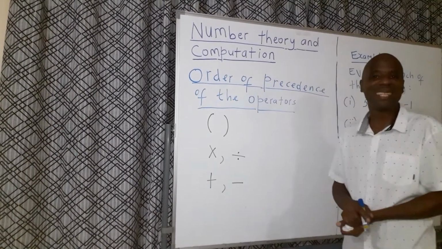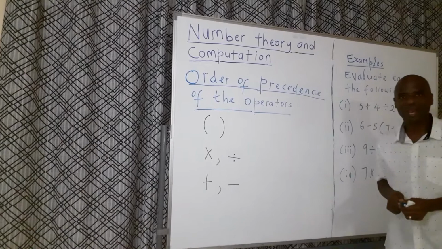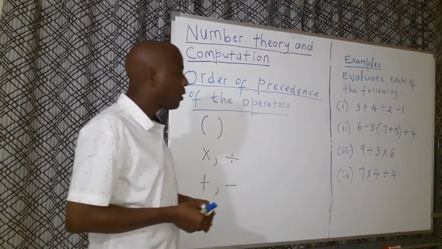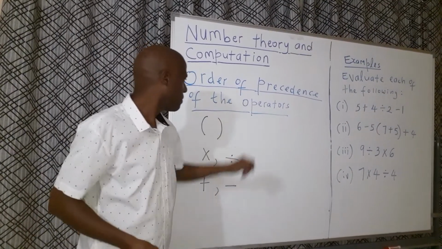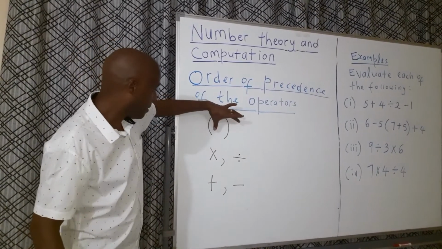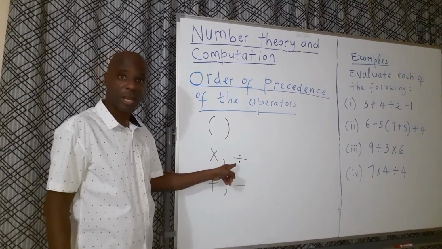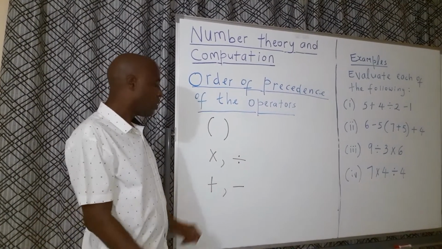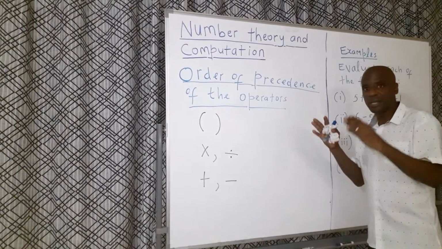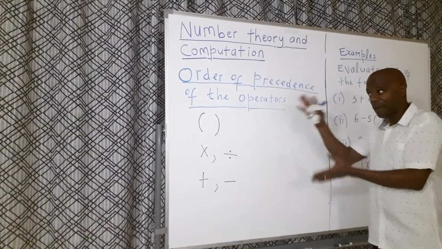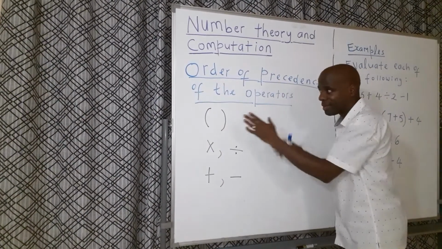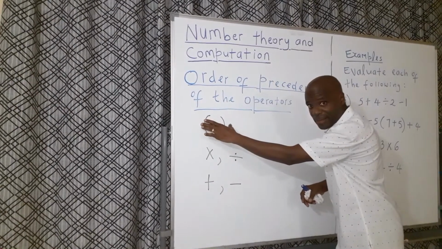Welcome to another presentation on number theory and computation. Now, we'll be looking at what is called the order of precedence of the operators. Now, what are the operators we're talking about? Well, you have the bracket, multiplication, division, addition, and subtraction. What this is saying is the order in which the operations are done in the presence of any of them takes the following. So the bracket takes the highest order of precedence.